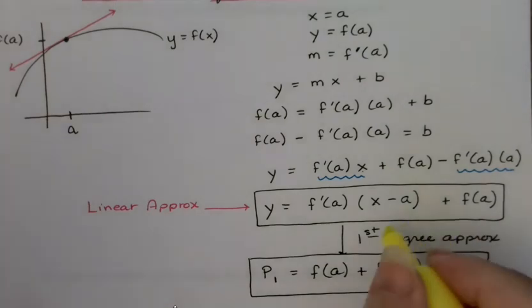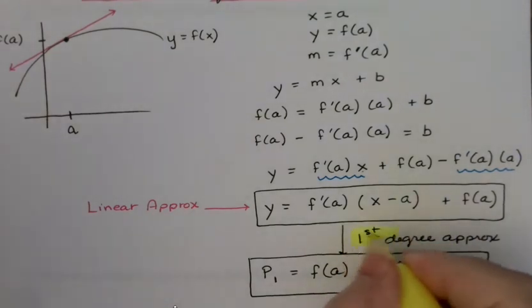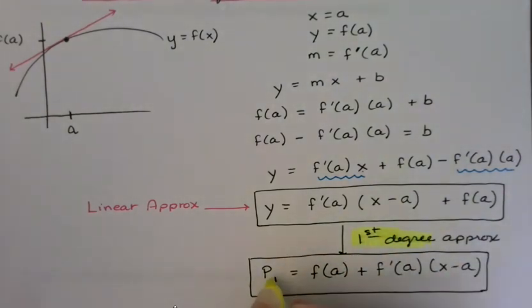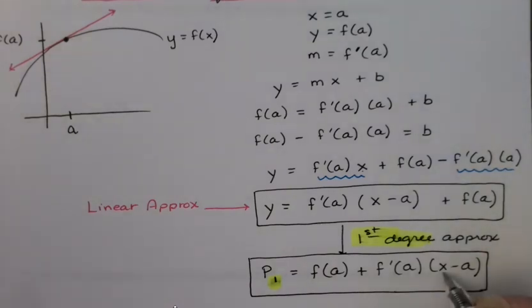So again, notationally, a couple things to notice. It's first degree, so we label it P1. And then notice in the actual function, f of a is just a constant. Right? F prime of a is also a constant. It's just the derivative evaluated at a. So here's the first degree. We have x minus a to the first power.